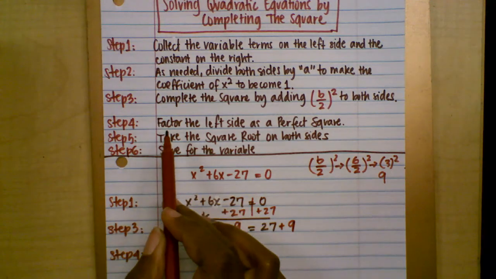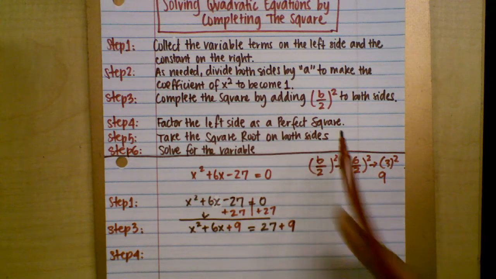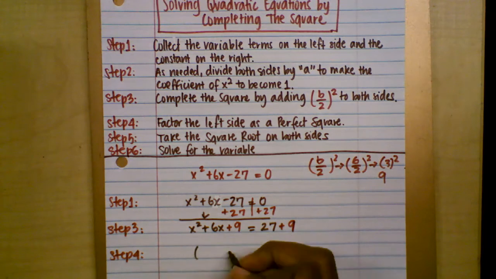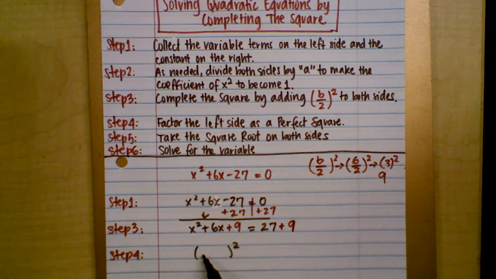Now step 4, they ask us to factor the left side as a perfect square. So what is going to be the perfect square? You cannot write x squared here, because that would be x to the 4th power. Make sure you have only x here. Then you take the b, which is positive 6, and divide by 2, which is positive 3. So it's going to be x plus 3, squared.